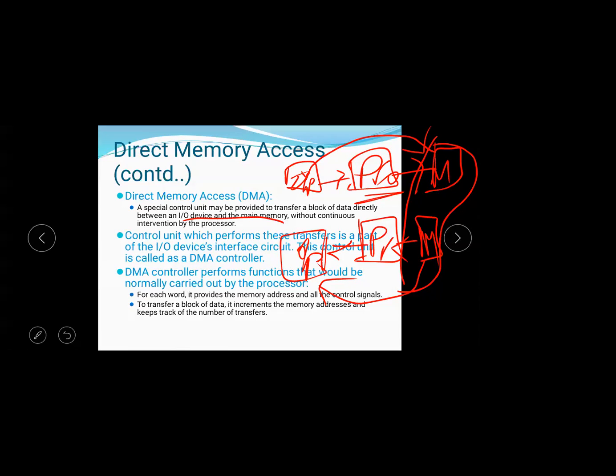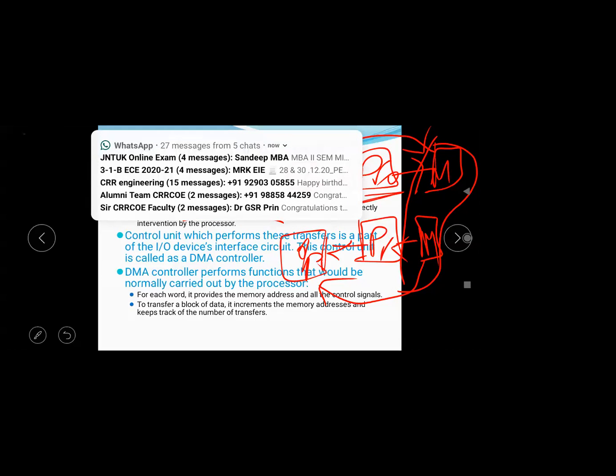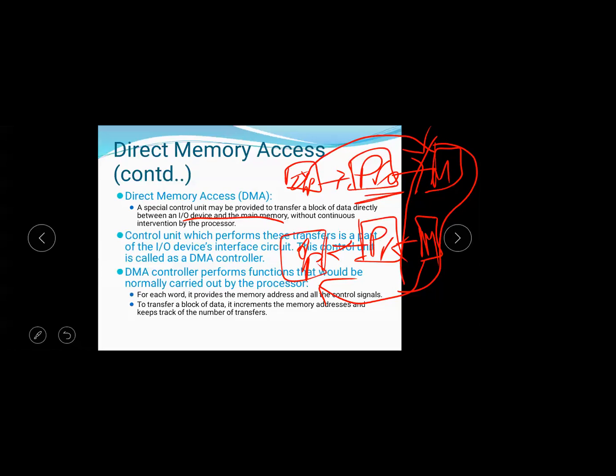డివైస్ టు మెమరీ. To transfer a block of data, it increments the memory addresses and keeps track of the number of transfers. And then if it is to transfer 64 memory words, then the memory addresses are incremented one after the other. Okay, 64, a block of data can be transmitted. And for each memory word data transmitted, the count will be decreased. And whenever the count is 0, the transfer is completed. Okay.